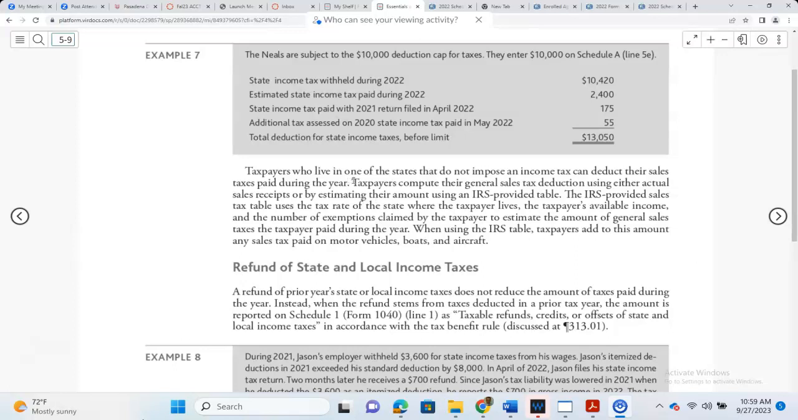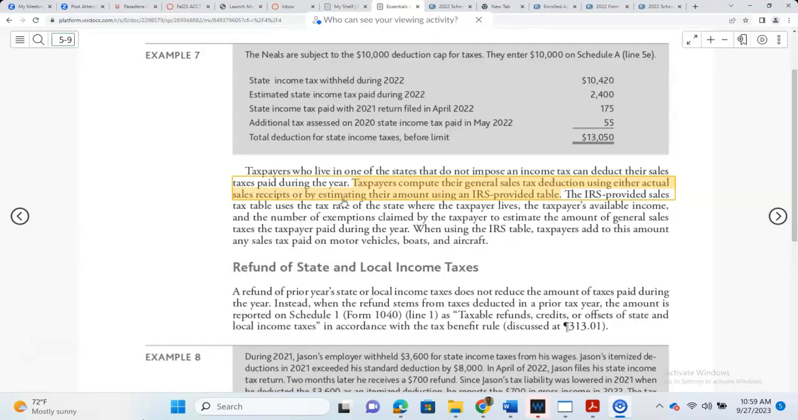Okay, here is the thing. It says taxpayers compute, be careful here. Taxpayers compute their general sales tax, if you want to use it, using either actual sales receipts or by estimating their amount using the IRS table. So if one year you buy a brand new car, $60,000, and you pay $6,000 of sales tax, you're going to probably use that.